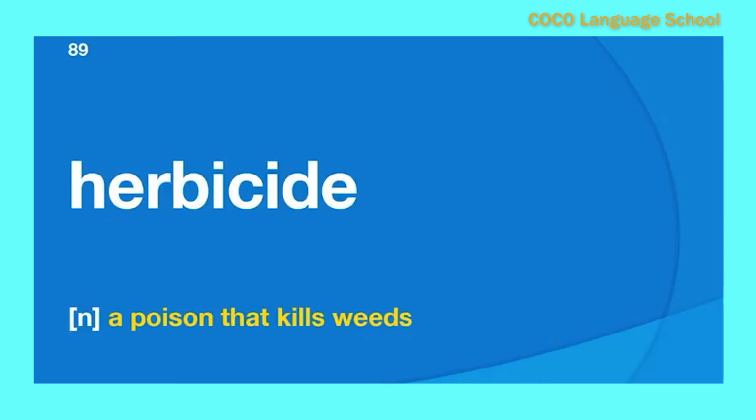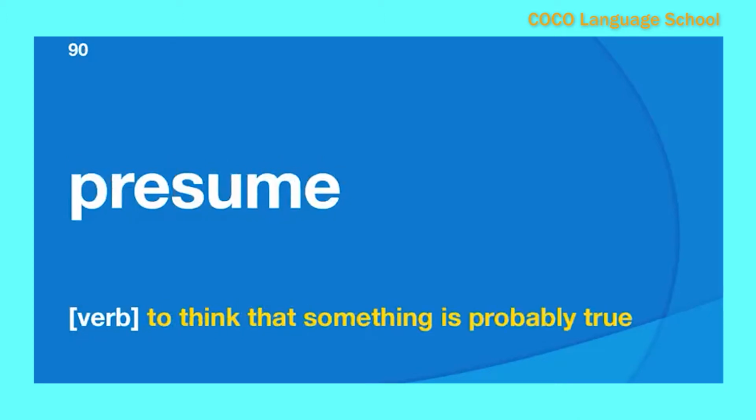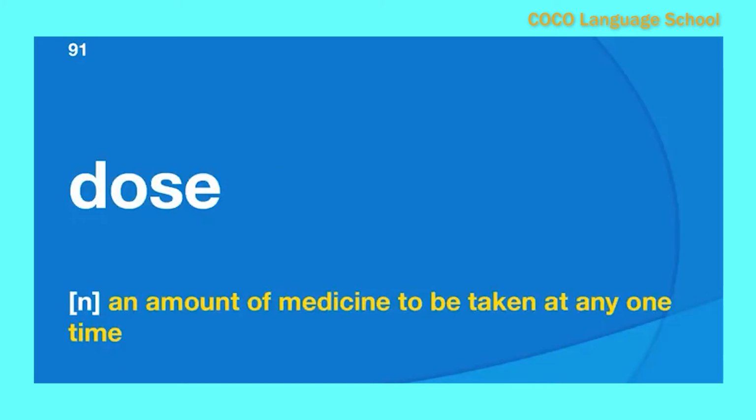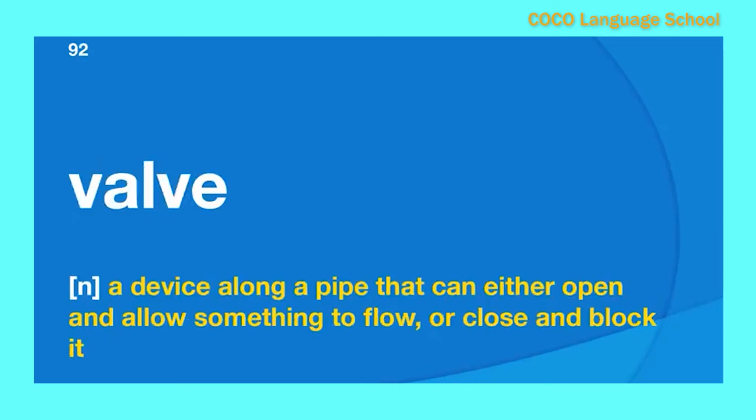A poison that kills weeds. Herbicide. To think that something is probably true. Presume. An amount of medicine to be taken at any one time. Dose. A device along a pipe that can either open and allow something to flow, or close and block it. Valve.